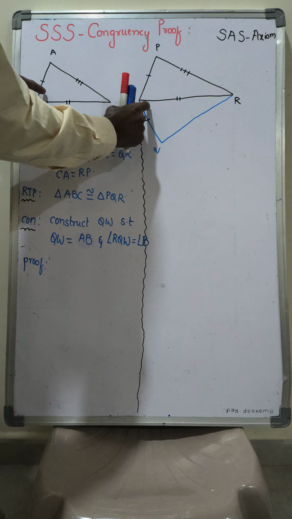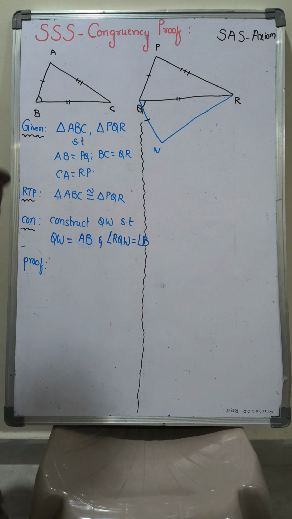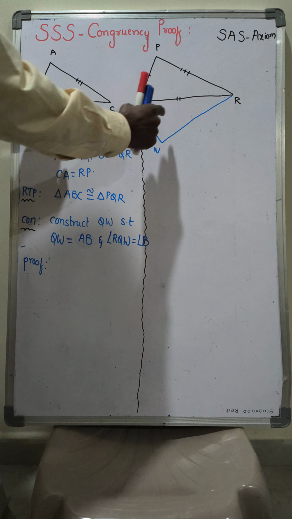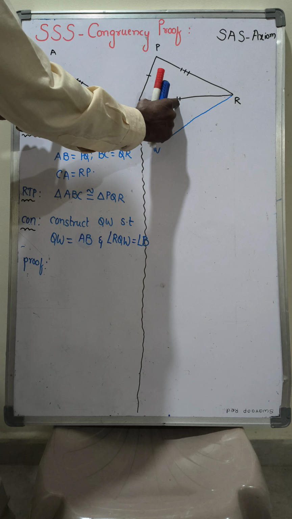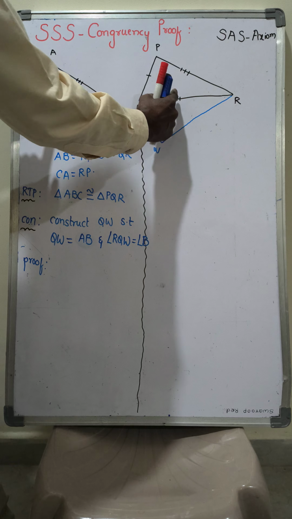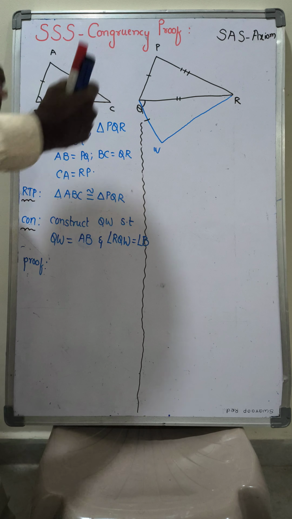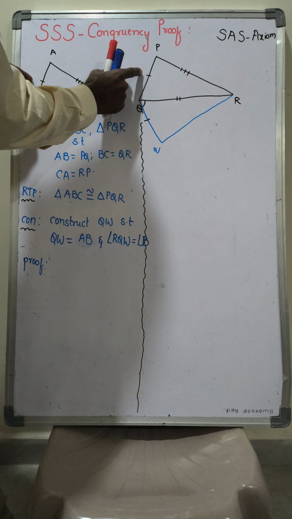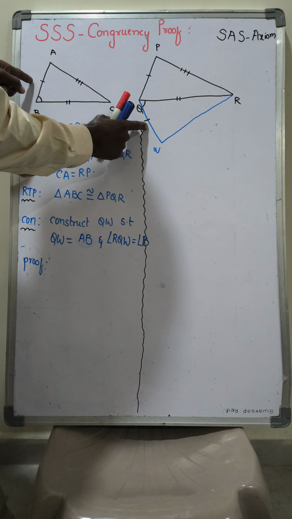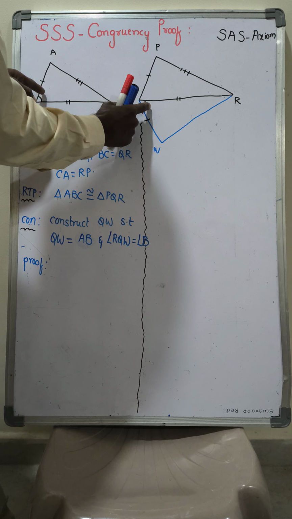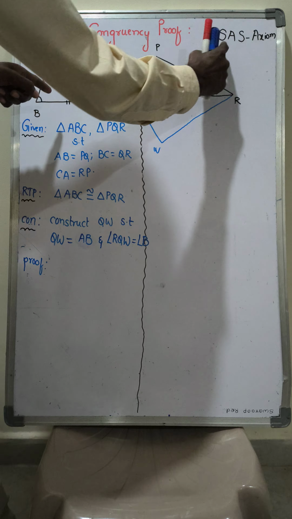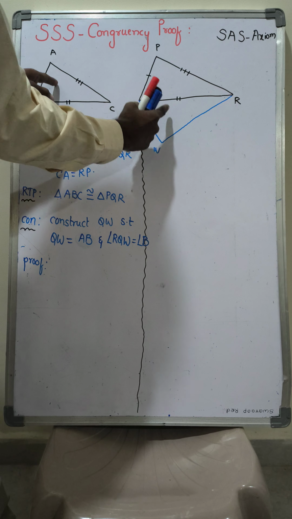So that means these two angles are equal. And we know that BC is equal to QR, which is given in the question itself. So therefore these two sides are also equal. Now let's observe once again. This side is equal to this side, this angle is equal to this angle, this side is equal to this side. By the SSS axiom, these two triangles are congruent.